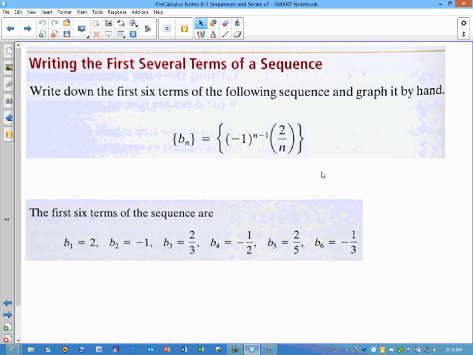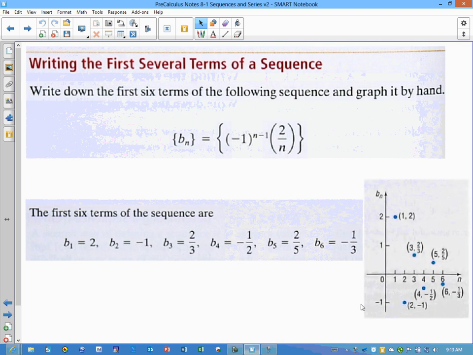Because these are discrete numbers, we're inputting integers and then getting out a value. So n is actually our input in this function, and the output is whatever b of n is. Here, if n is 1, then b of n is 2. If n is 2, then b of n is negative 1. That's our input-output. So when we plot those points, it's going to look like this.